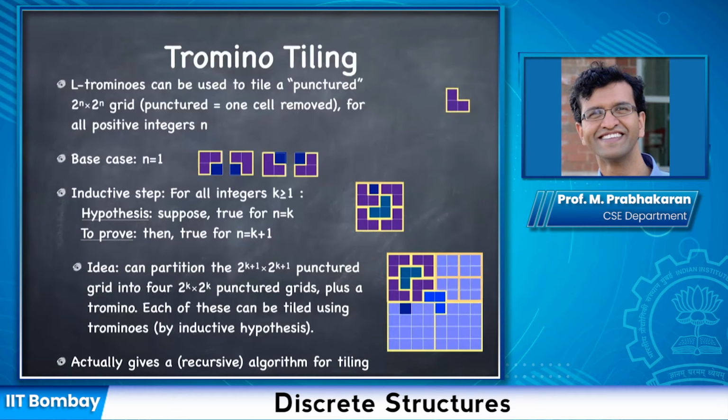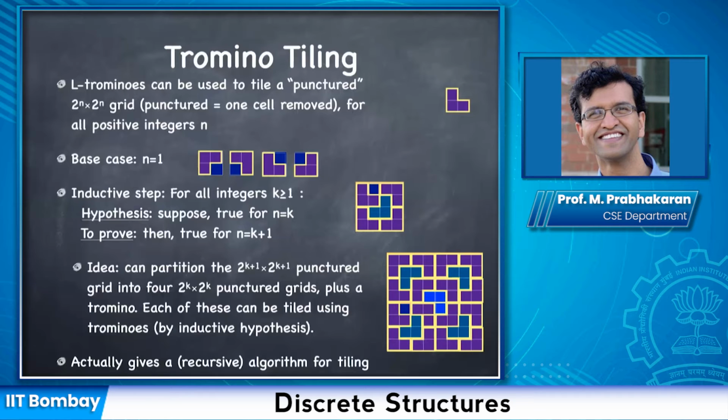Then I move on to the next one. I break it up into 4 parts and put my Tromino in a way that avoids the one that's already punctured, and then use the base case to cover each of them. And similarly for the other grids, right? So I just had this inductive proof here, and I could derive an algorithm for tiling from that. This is something we will revisit later when we talk about recursive algorithms.